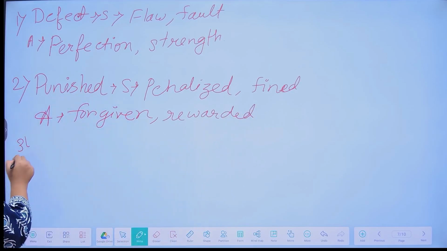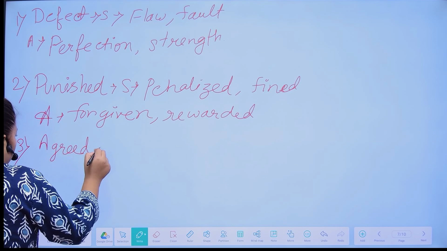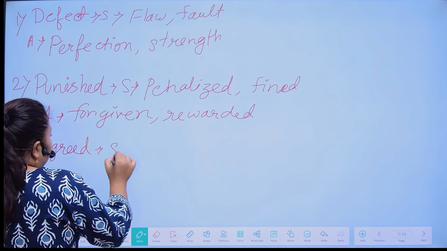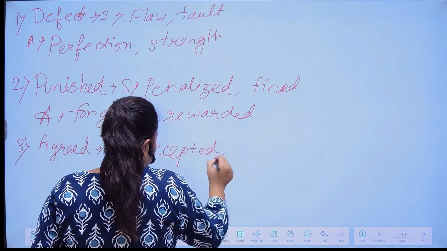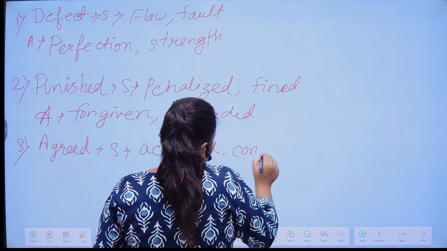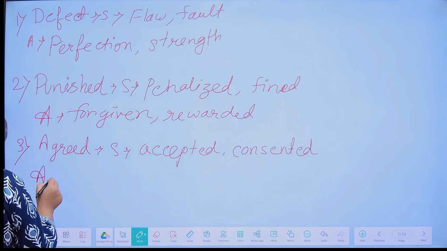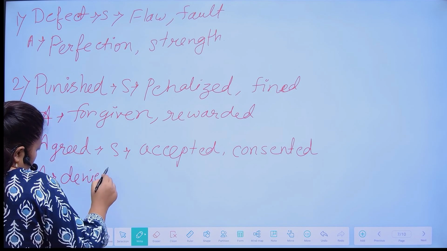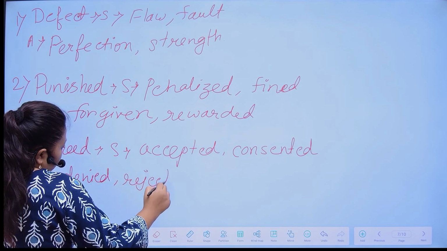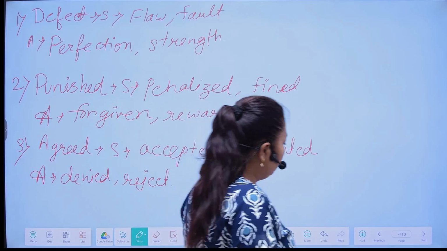Next word is agreed. The synonyms of agreed are accepted and consented. Now the antonyms of agreed are denied and rejected. Write it down in your copies.